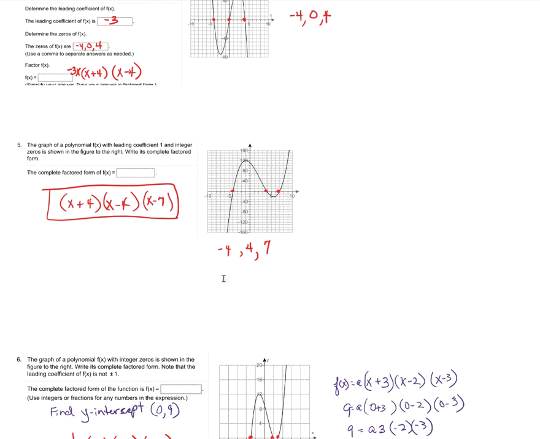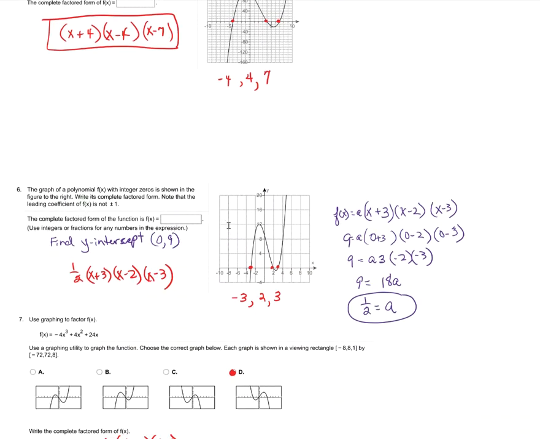Number 5. Find your zeros by the graph. So we got -4, 4, and 7. Put those in the factored form: x plus 4, x minus 4, x minus 7.